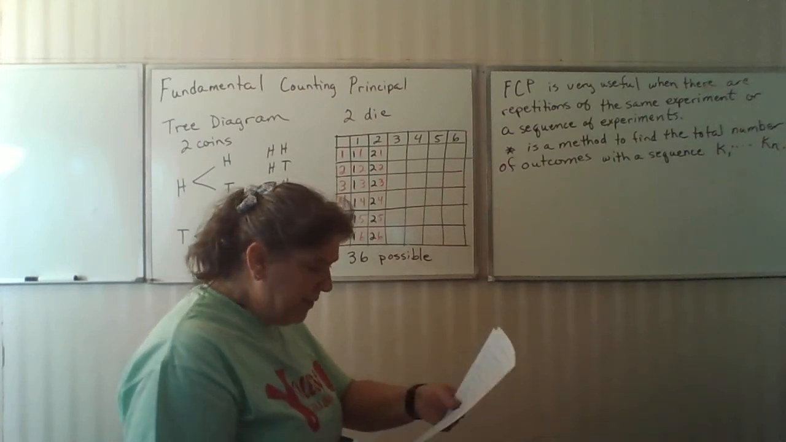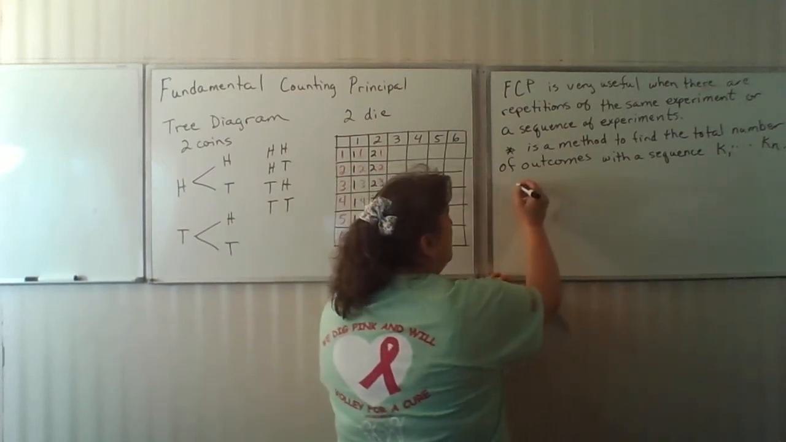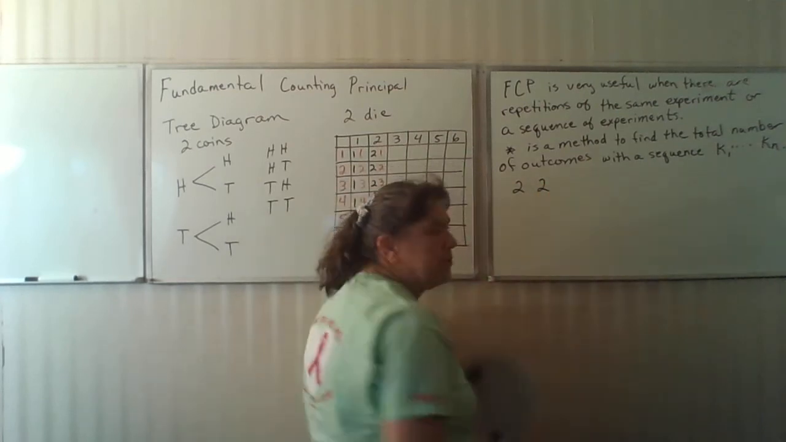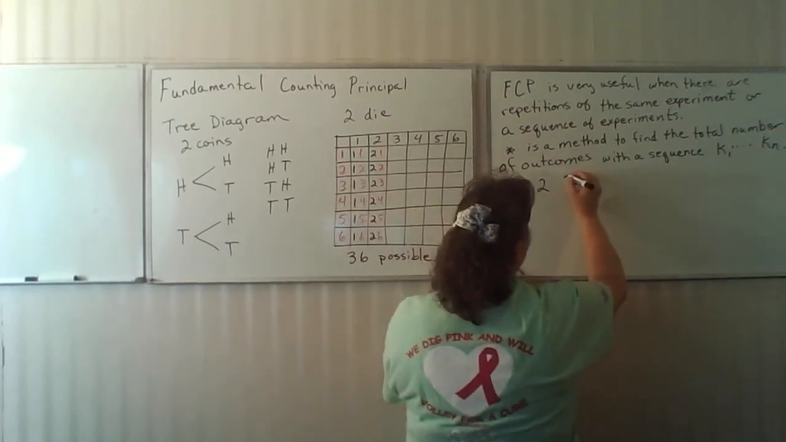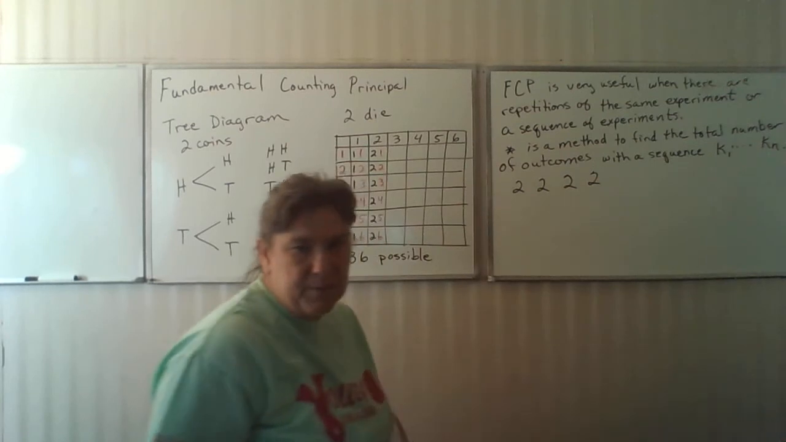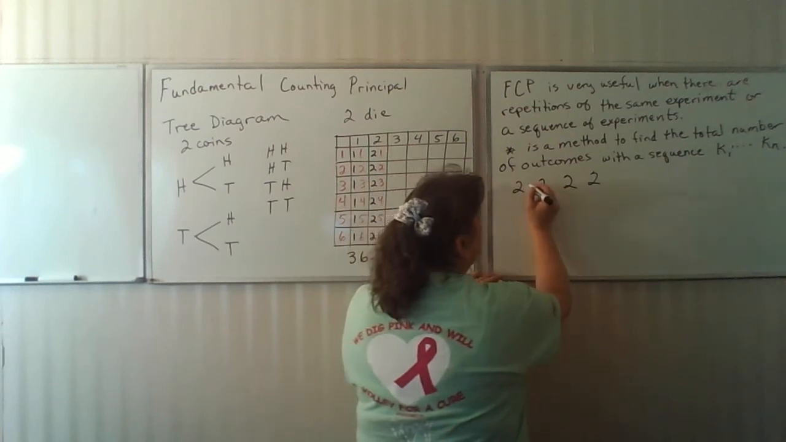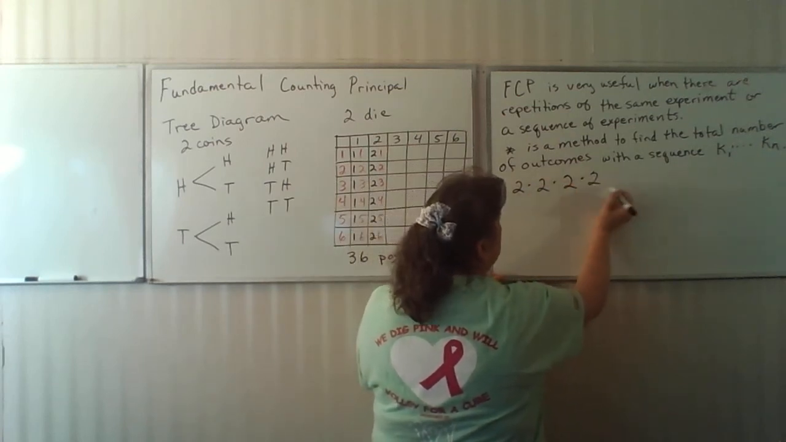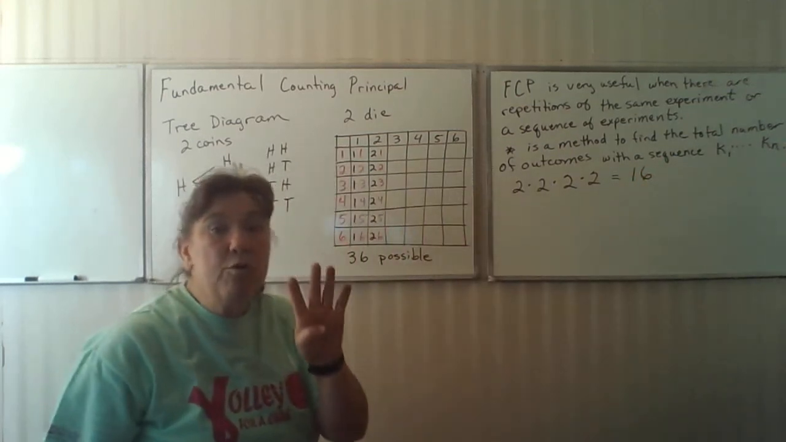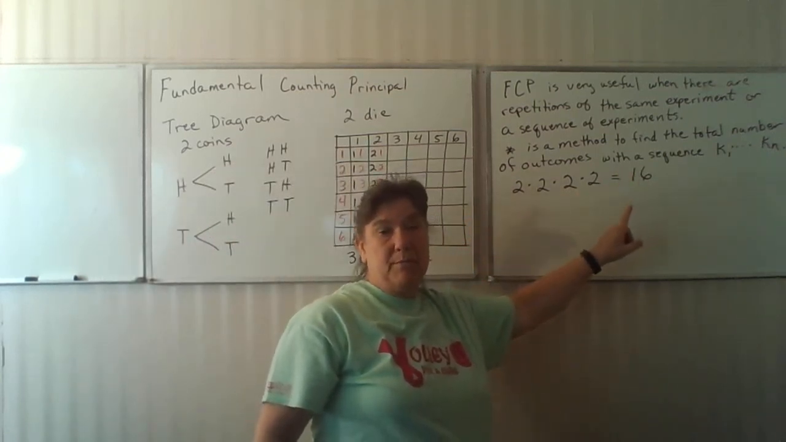So, how do we do this? Well, let's go back to our coins. The first time you flip a coin, you have two possibilities. The second time you flip a coin, you have two possibilities. The third time, two possibilities. The fourth time you flip a coin, you have two possibilities, right? So, how many total outcomes do we have? Well, 2 times 2 times 2 times 2 equals 16. So if you're going to flip 4 coins, you're going to have 16 different outcomes.